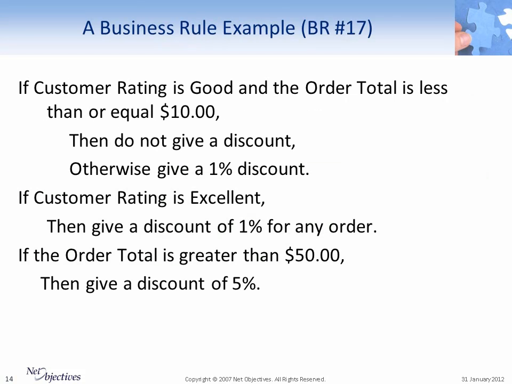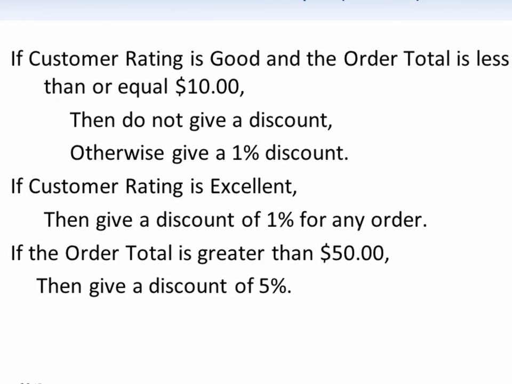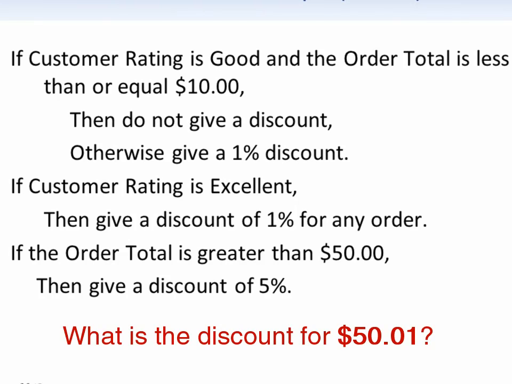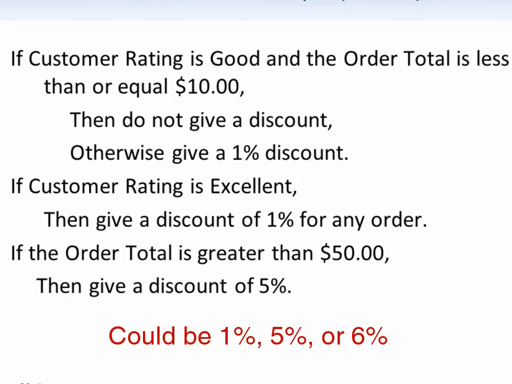Here's the business rule. If a customer rating is good, well, I'll let you read it for yourself and answer one question. For a customer who is good and has an order of $50.01, what should the discount be? Well, depending on how you read the rule, you may come up with 1, 5, or 6%. The rule is ambiguous. How do we make it clearer?